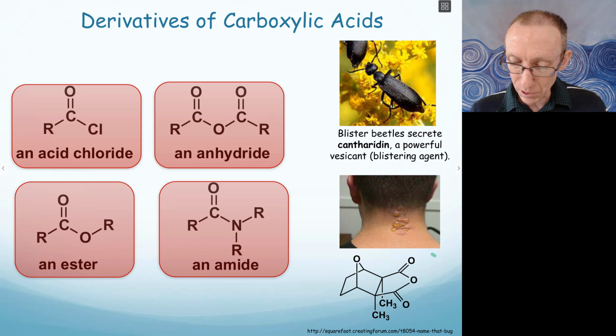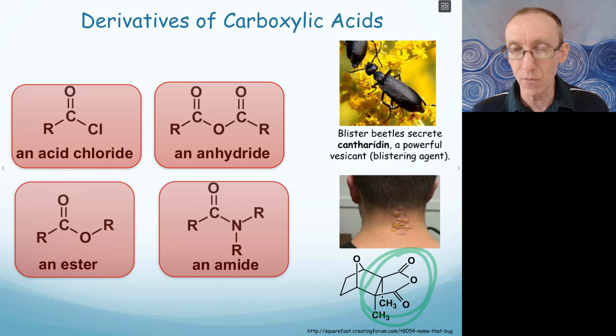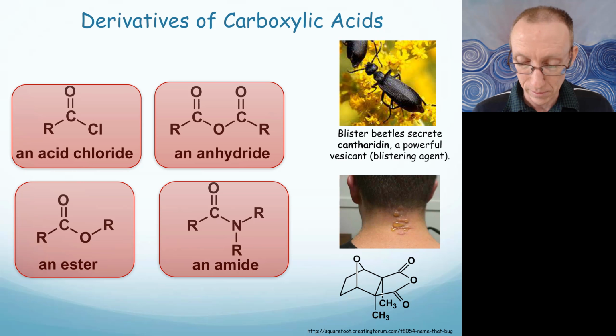Here's an example of a carboxylic acid derivative from nature. This is cantharidin, which is a really powerful vesicant or blistering agent that's produced by certain beetles, the blister beetles. And if you get that on your skin, it will cause very profound blisters.